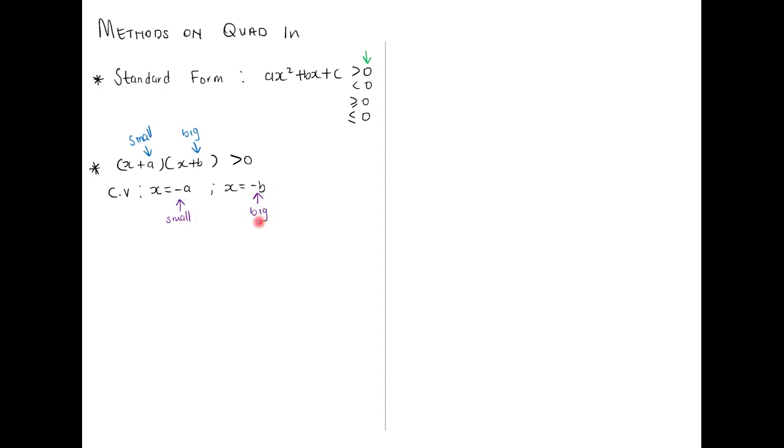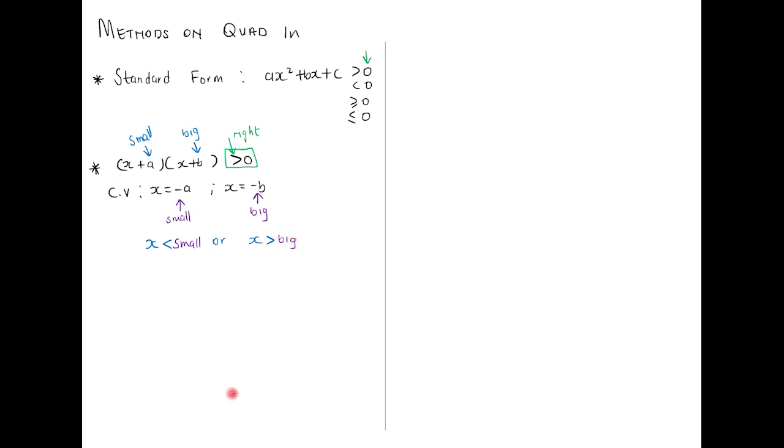Now if you have something of this nature and it is greater than 0, you see the inequality here is pointing to the right. If it is pointing to the right, then your final answer will always be in this form: the first x value will point at the left, and the second one will point at the right. The one pointing at the left will have the small value, and the one pointing at the right will have the big value.